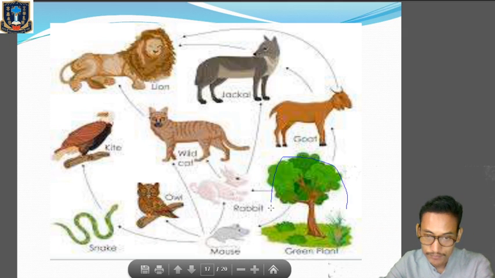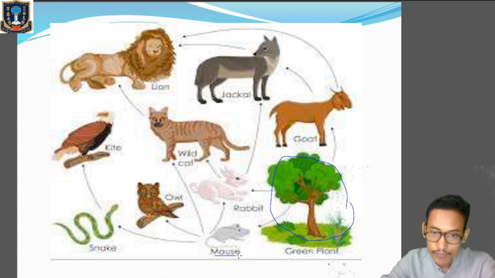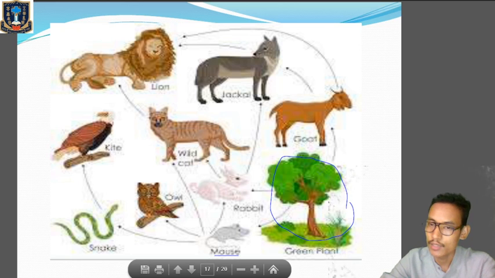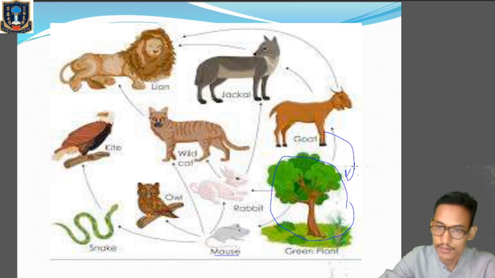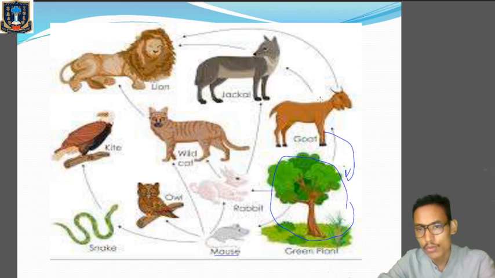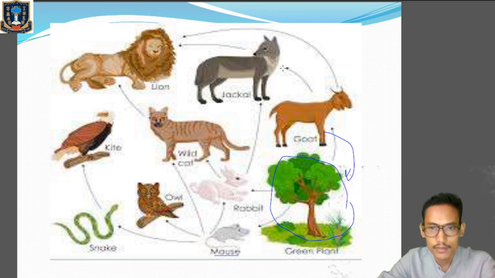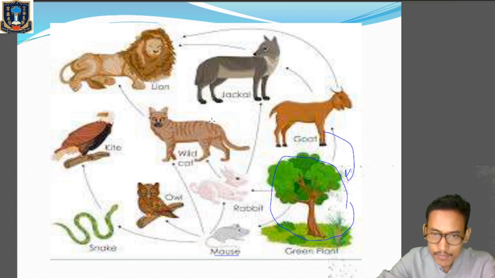The producer is here. The mouse will feed upon the plants. Even the goat will feed upon the plants. Clear? Now those goats will be eaten up by the jackal, in this case the secondary consumer. Now the jackal will be eaten up by the lion. Clear? Fine. Now same thing over here.